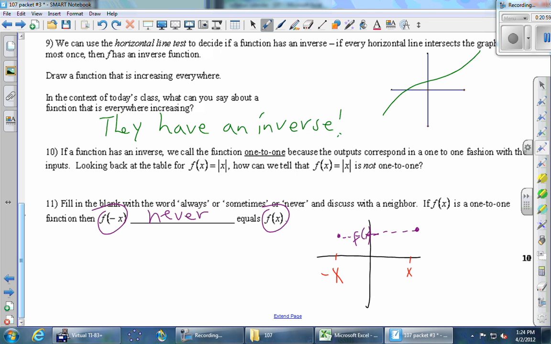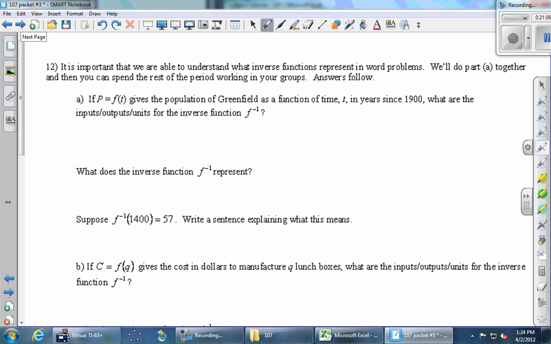Okay. This question comes from a friend of mine I met last summer. His name is RJ McDaniel, just trying to give credit. Okay, so next page. Number 12.